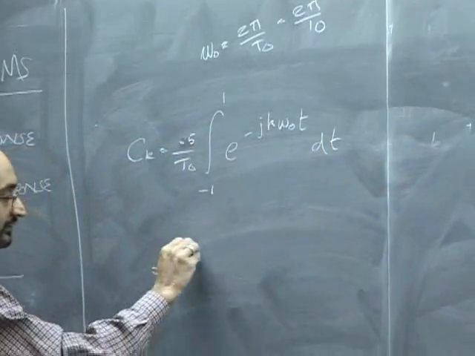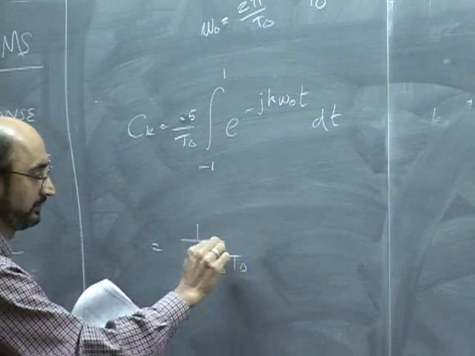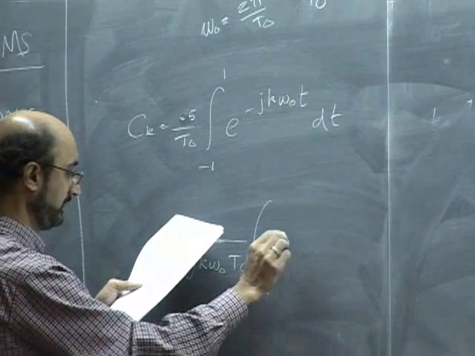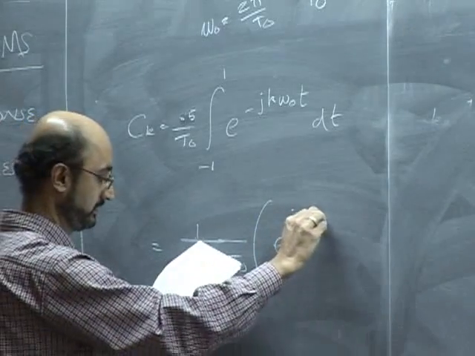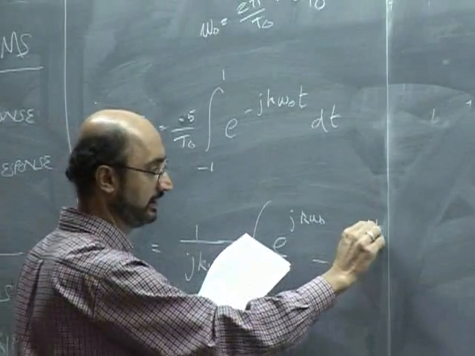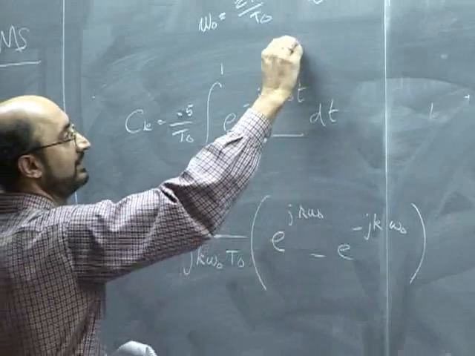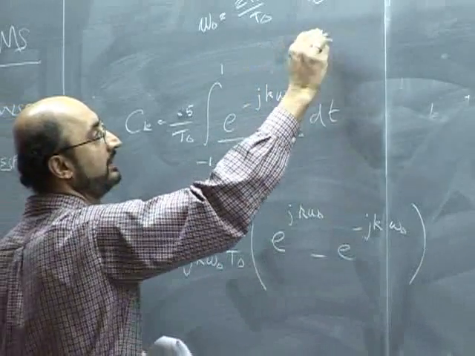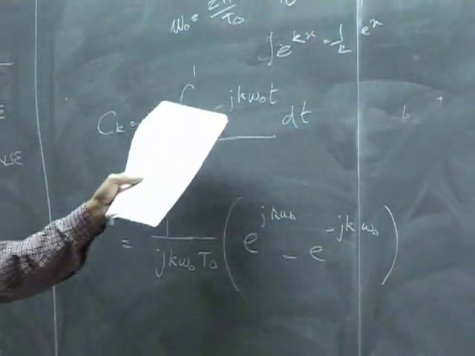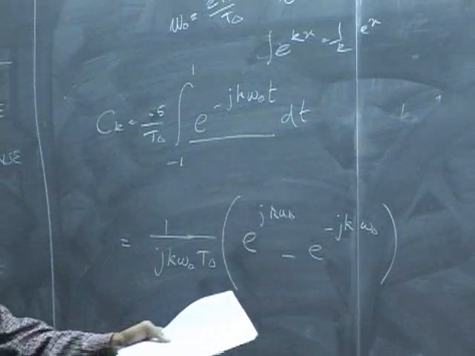Actually, the answer, I'll just write it down for you, is basically 1 over j k omega naught T naught, which is 10. It's going to be times e to the j k omega naught minus e to the minus j k omega naught. Because this integral is just e to the x. The integral of e to the kx equals 1 over k e to the x. That's it. It's really trivial. So you just put that in the denominator, like so, and then we evaluate it at the values 1 and minus 1, and you get that.